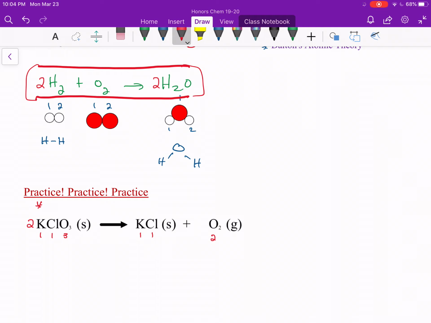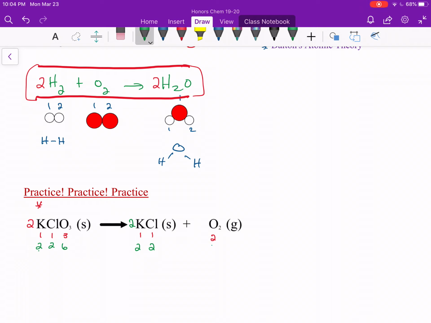And so now that kind of changes this to go, okay, now we have 2 of those, we have 2 of those, and we have 2 times 3 or 6 oxygens. So if I do that here, well, if I have 2K here, now I only have 1, so I need to put a 2 there. That's going to give me 2 here and 2 here. And then I say, okay, well, I have my 6 oxygens.